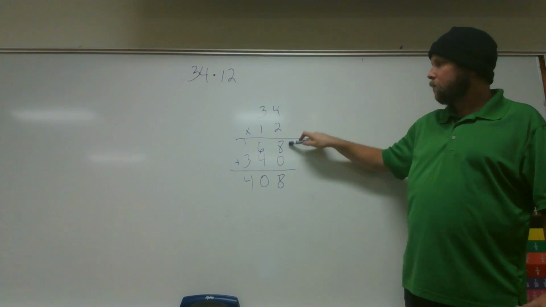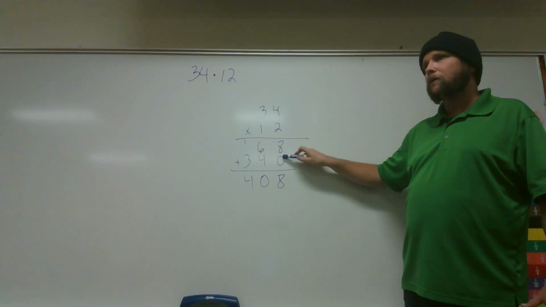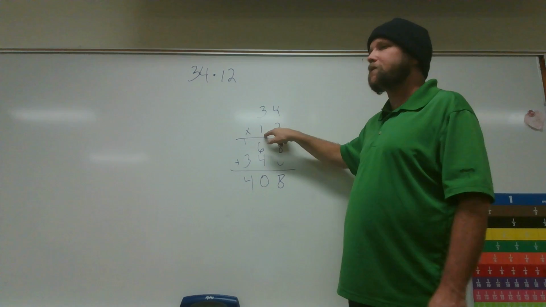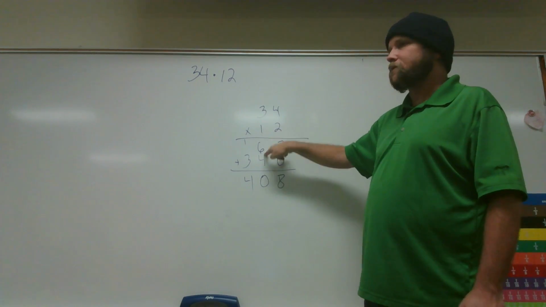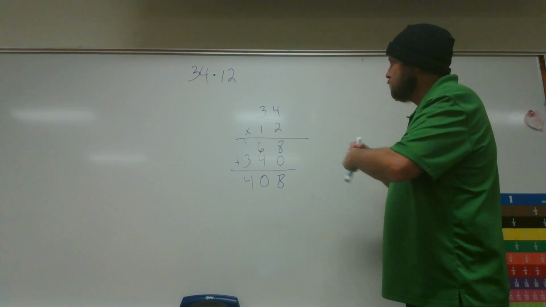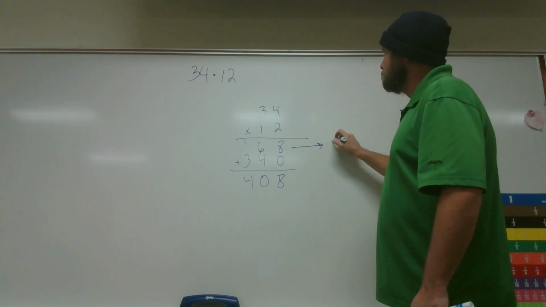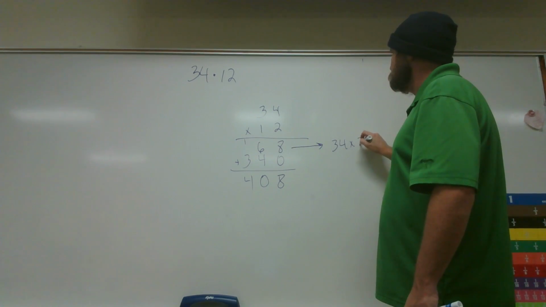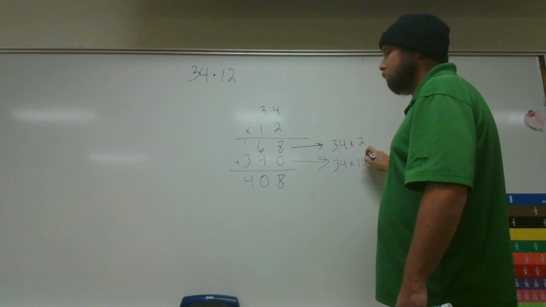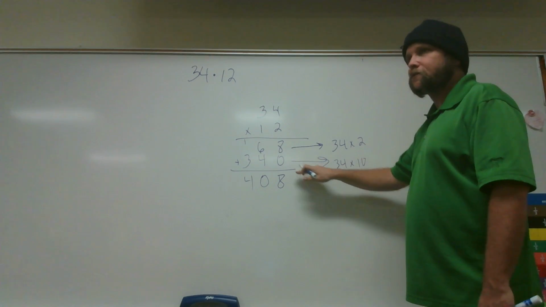2 times 34 is 68. Good. Then did you put a 0? That's where you always forget. You're always forgetting your 0 because when we move to the tens place, that digit has to start in the tens place. Because what we just did here, this row is 34 times 2, and this row here is 34 times 10. That's why we're putting the 0 there.